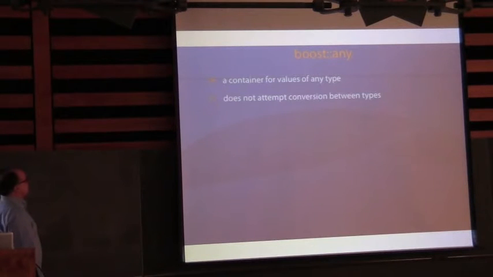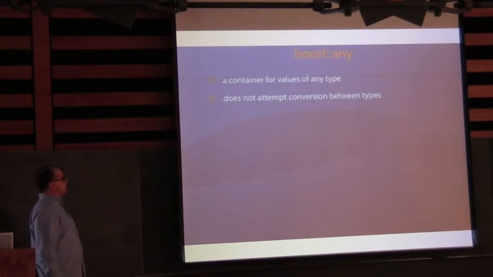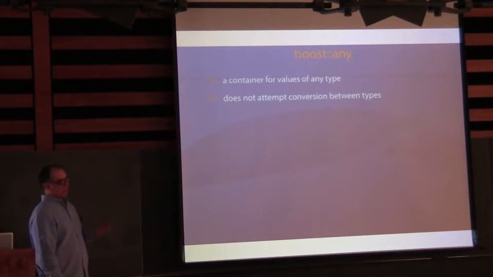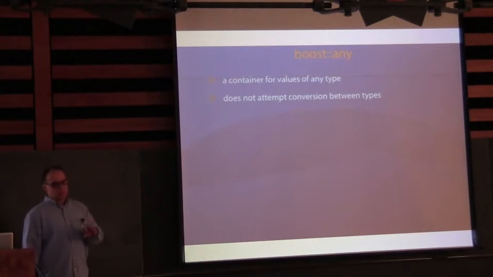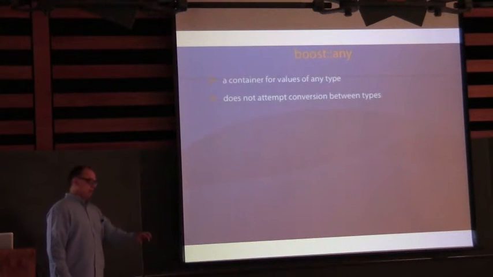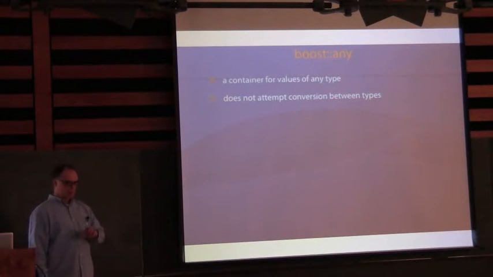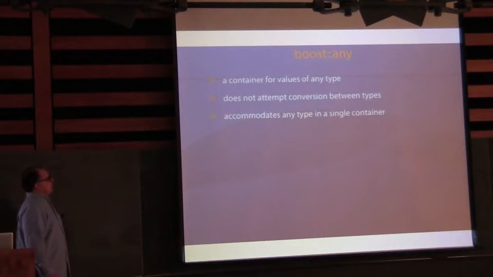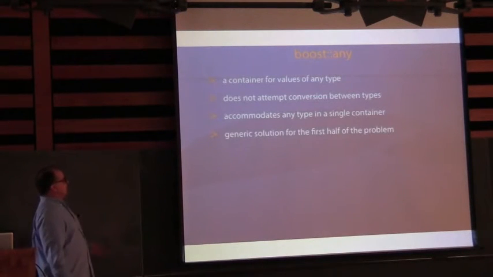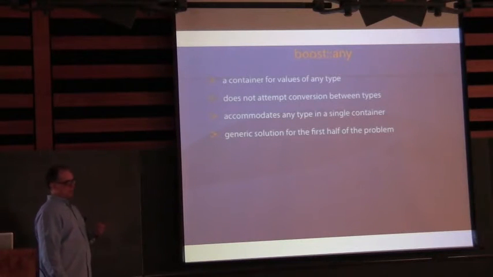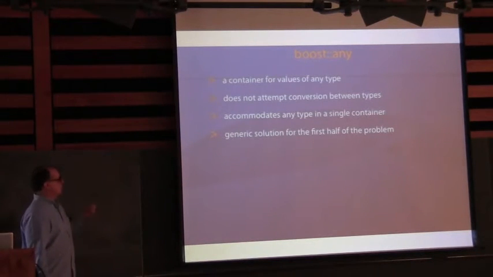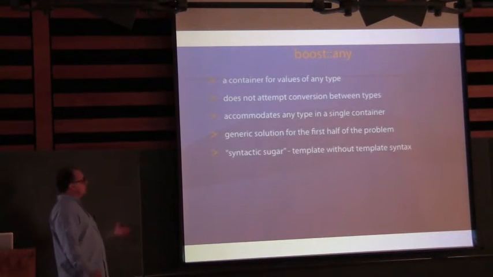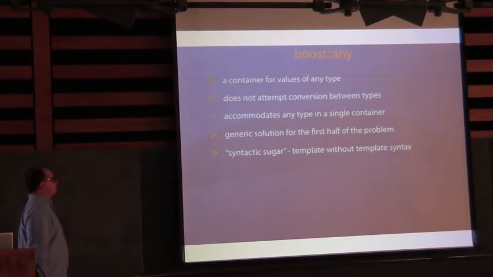A summary of Boost any is a container for values of any type. It does not attempt conversion between types at all. As a matter of fact, it is stricter on you than the language itself, because if you put in a short and you try to get an int, it's going to throw on you. So it's not going to allow you to do that. So any type in a single container, it's a generic solution for the first half of the problem. It's a good solution, I like it. And we use any as a basis for the Poco dynamic var, but it addresses half of the problem.